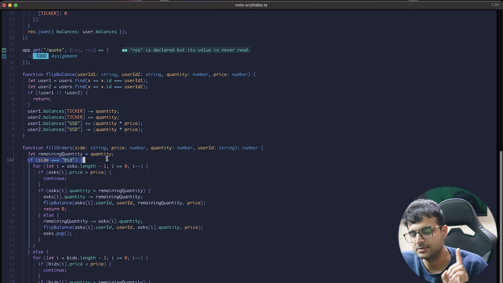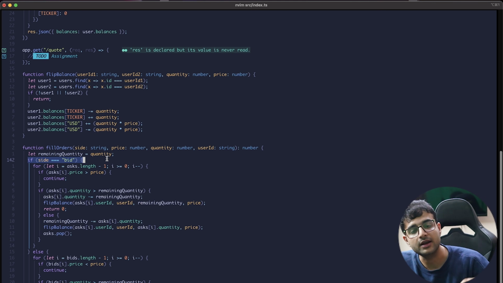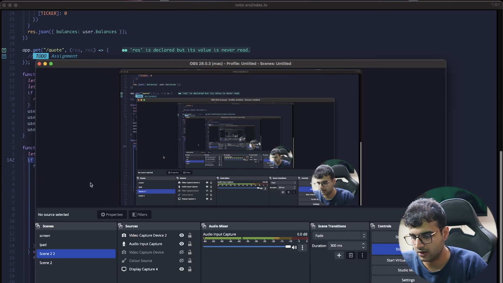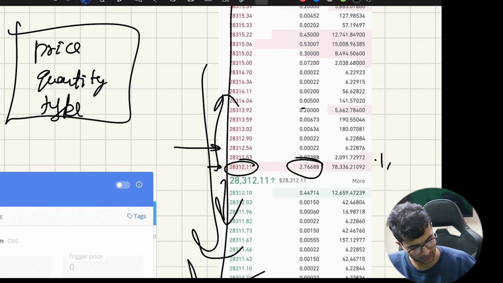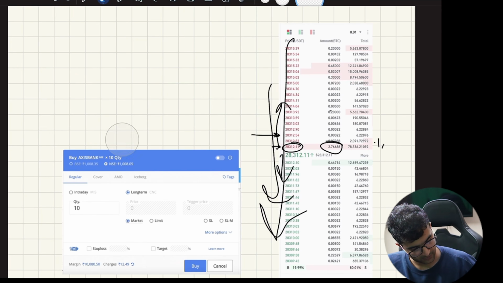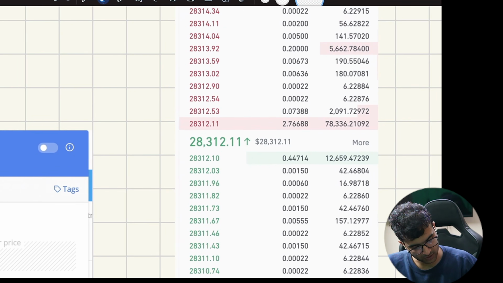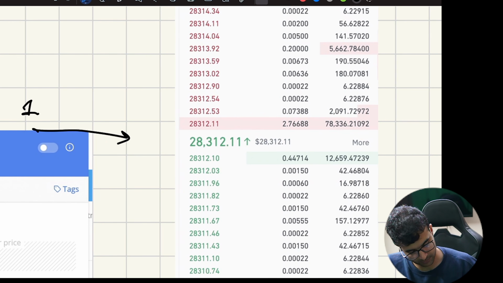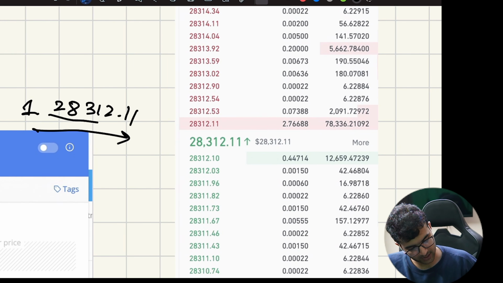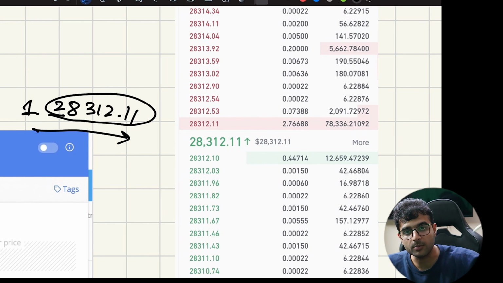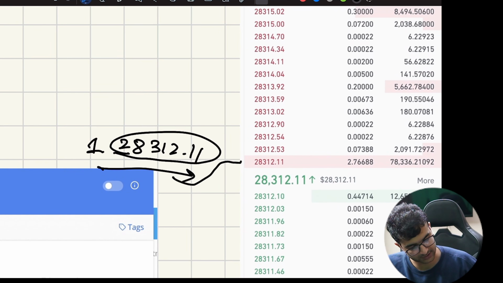And if the side is bid, what will I do? I will iterate over the asks. I repeat, if the incoming request is a bid, which means someone is bidding. Let's say this is what the order book looked like at some point, and someone said, I want to buy one Bitcoin at 28312.11. Where should this be matched? This is a bid. I want to buy. So this should be matched with the asks. Is someone willing to sell?